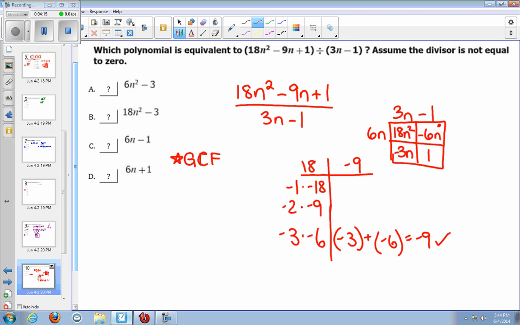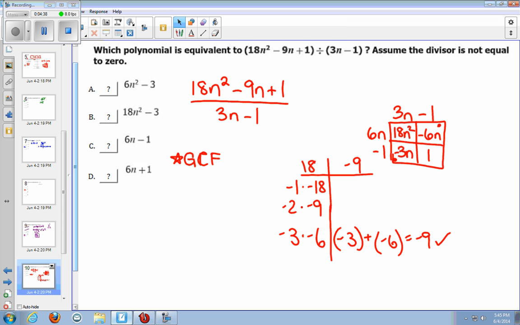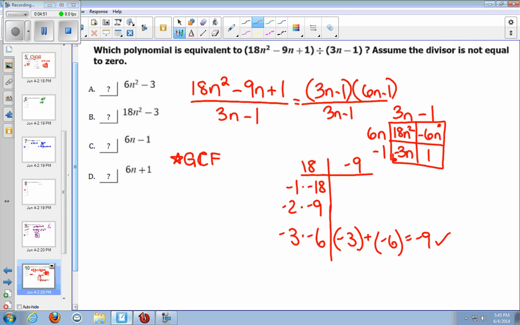Okay, my last row, I have negative 3n and positive 1. Again, because this outside box is negative, whatever factor I'm going to take out is going to be negative. Now, the only number that goes into 3 and 1 is going to be 1. So what I've done is I have factored my polynomial. Let me just slide this over here, and we're just going to rewrite it in factored form. So I had a length of 3n minus 1 and a width of 6n minus 1. That's still being divided by 3n minus 1.